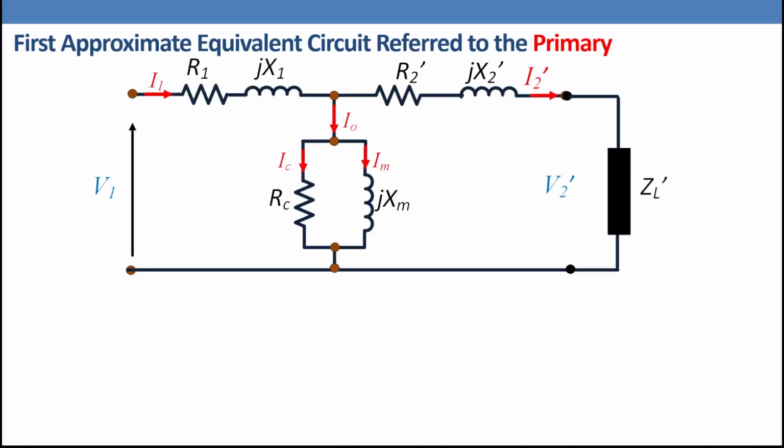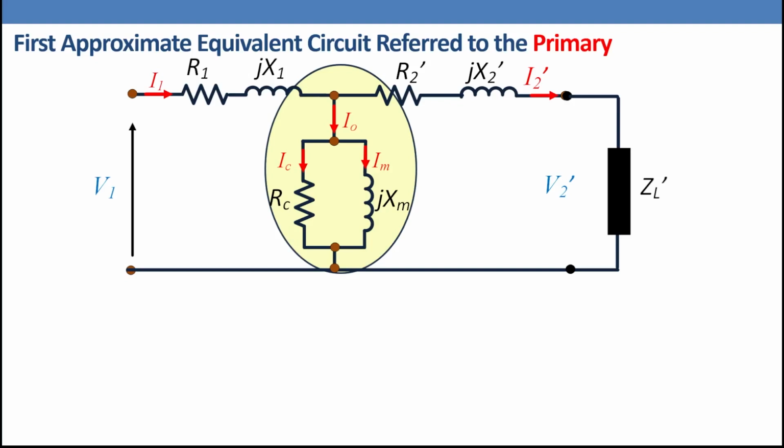What we can see here is the exact equivalent circuit. Now, instead of using the exact equivalent circuit, we will use the first approximate equivalent circuit because it makes the analysis much simpler. Look here, we have the magnetization branch and the no-load current. The no-load current is small enough compared to the load current referred to the primary side, or the secondary current referred to the primary side. In other words, the referred secondary current is close enough to the primary current.